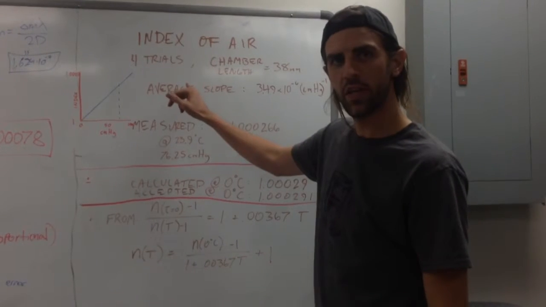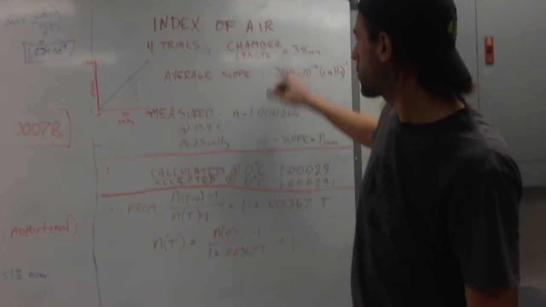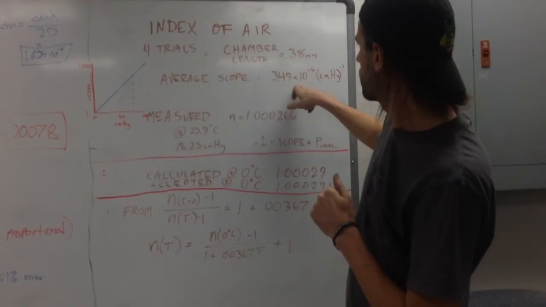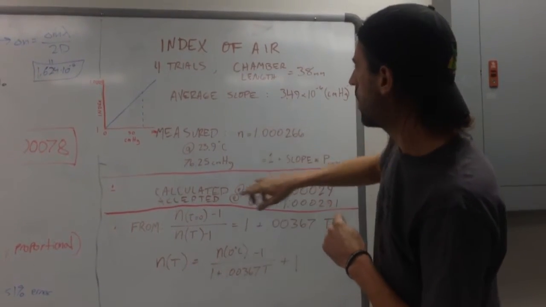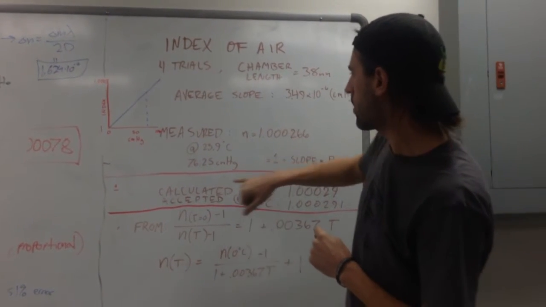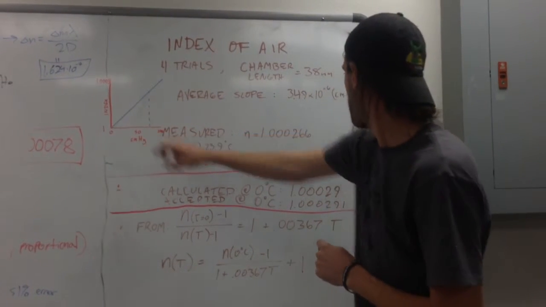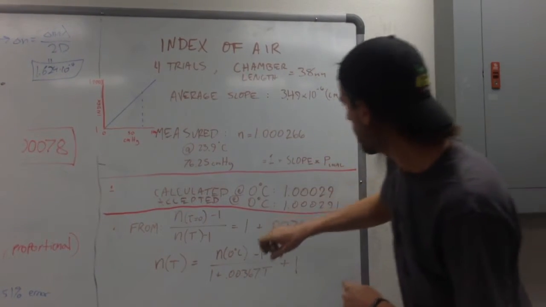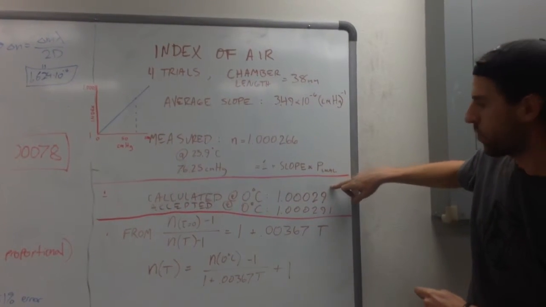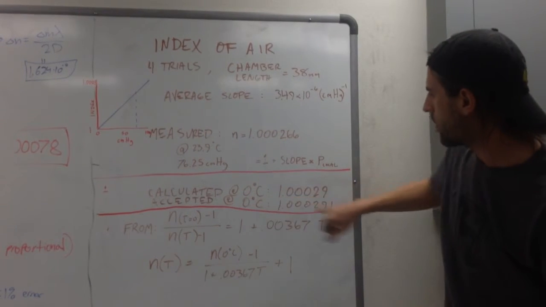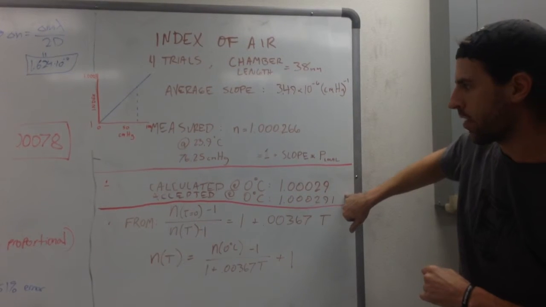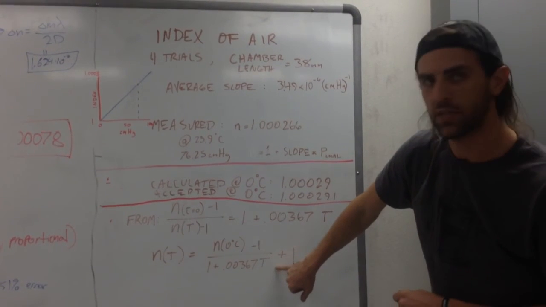We did 4 trials with this setup in our chamber of 38 millimeters long. We had an average slope of 3.49 times 10 to the minus 6 centimeters of mercury inverse. We measured an index of 1.000266 here in Tucson at 76 centimeters of mercury from the slope. At 0 degrees C, we calculated 1.00029, which is a difference from the accepted value of less than 1 part in a million of error. And temperature has an inverse relationship with index.